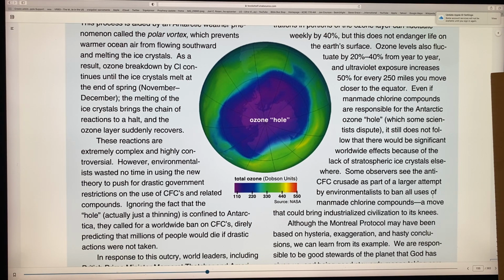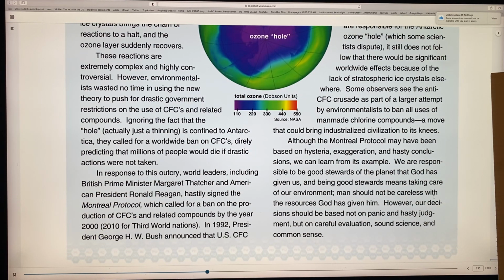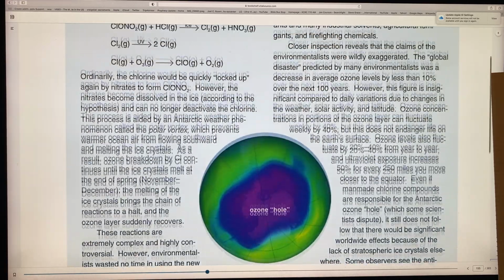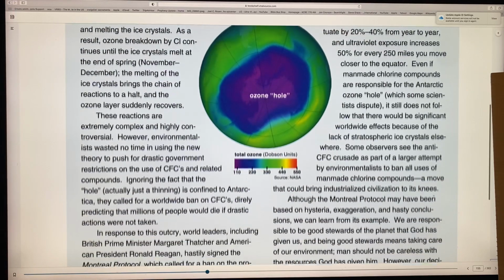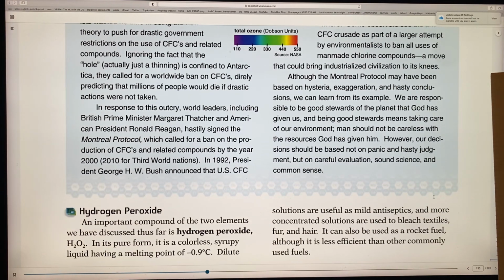But we are responsible to be good stewards, as God says in the Bible, right? And not to be careless, but we need to also have common sense in the midst of this, and not focus on the hysteria of this whole subject. And it came to pass that it hasn't deteriorated the ozone hole as we thought it would. So that was pretty important.